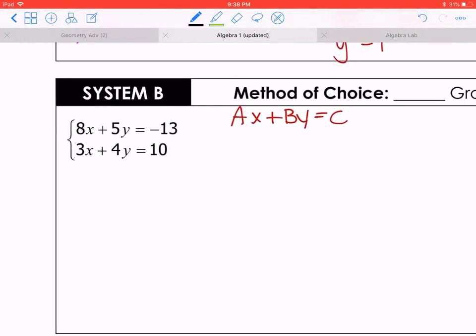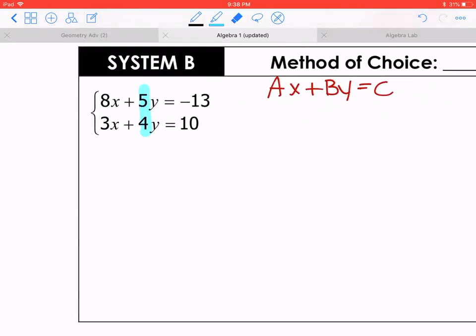In order to use elimination, I need matching coefficients. I have an 8 and a 3 here, not ideal. 5 and 4 here, also not necessarily ideal, but I can get either set of these to match. It just depends on which one I want to do. I'll do my y's, and so the smallest number that I can get both of these to is 20.